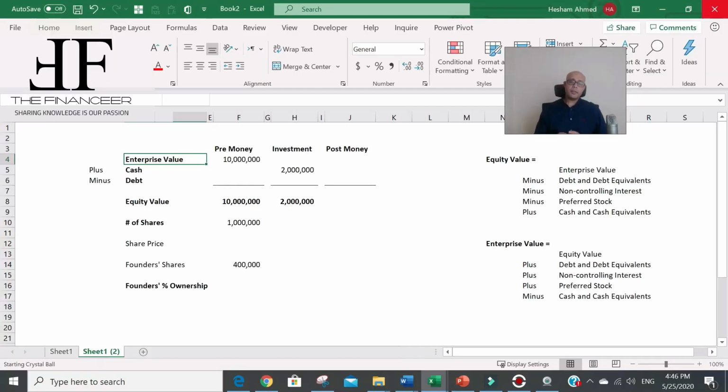Now, let's discuss the difference between the pre-money valuation and post-money valuation and link these concepts to the concept that we have just explained, which is the difference between the enterprise value and the equity value.